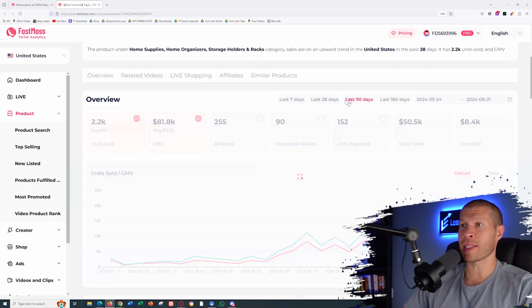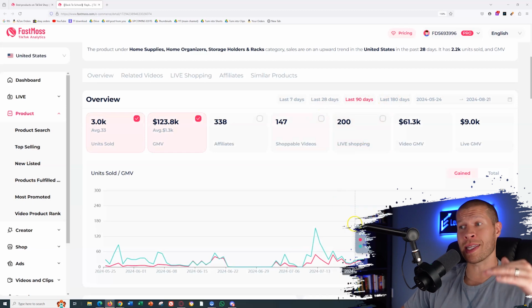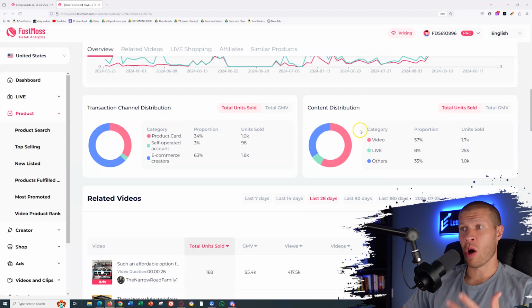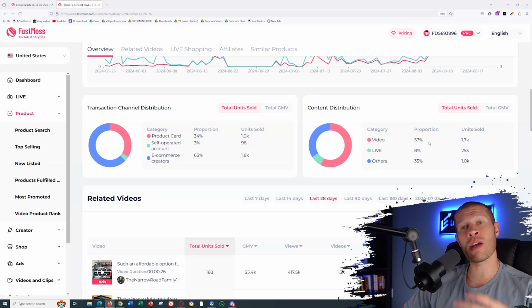And now we want to extrapolate this out over 90 days. You can see this one looks great. It's on the uptrend, and it's got roughly 170 units sold yesterday, with almost $6,000. Today it's 216 units, almost $8,000. This is also important. You can see that 8% of this comes from live, while almost 60% of it comes from video. That's good for me.